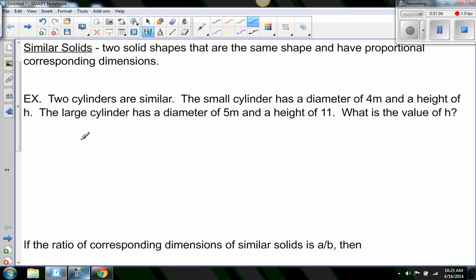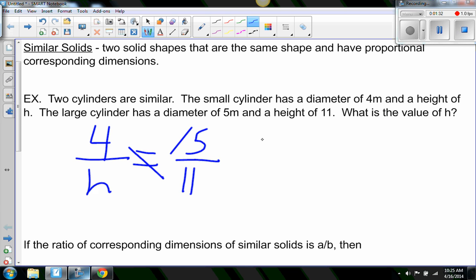So I have 4 for my diameter, h for my height on the small one. And I need to make sure that since I have diameter on the top here, I need to have diameter of the big one on top here. So 5 over 11 for the height.